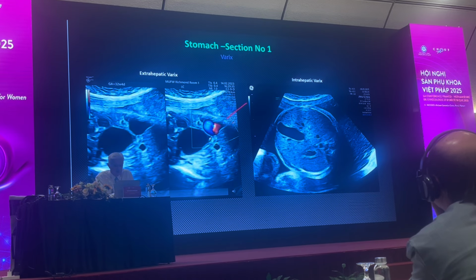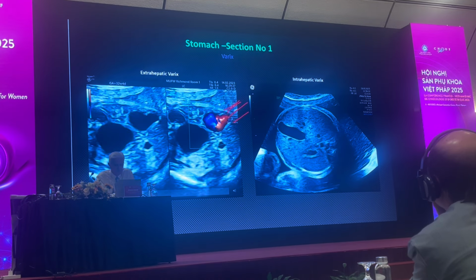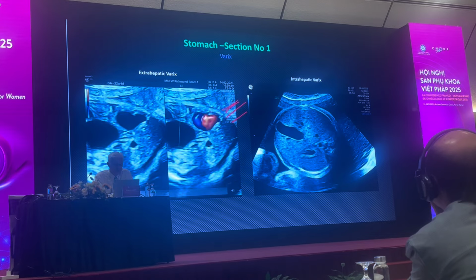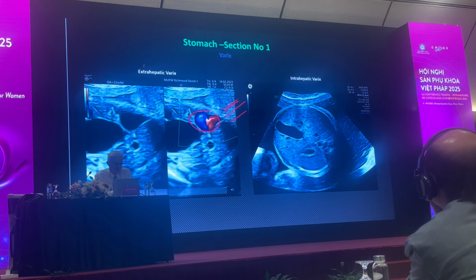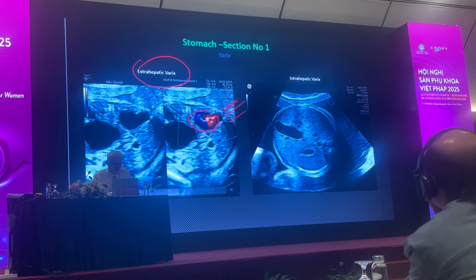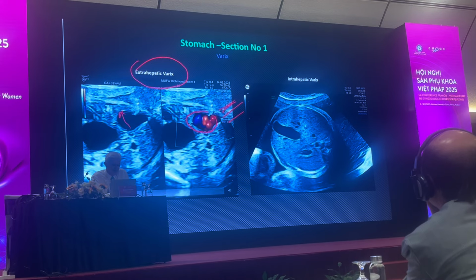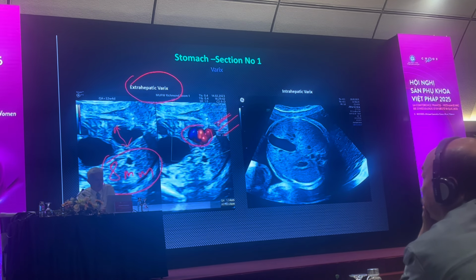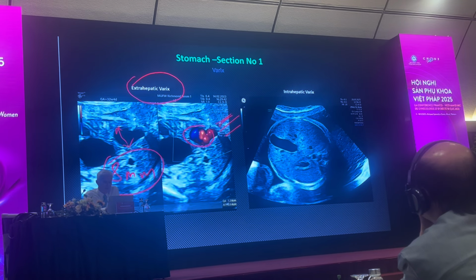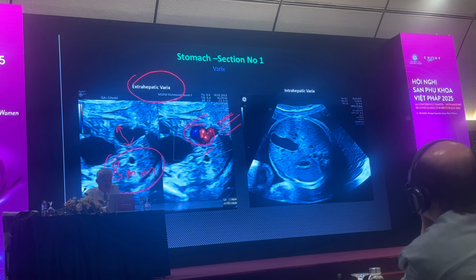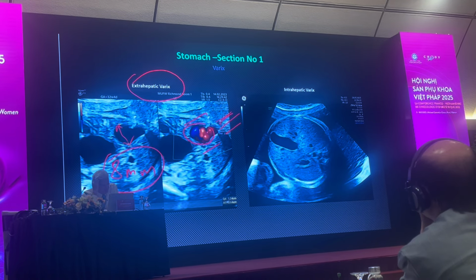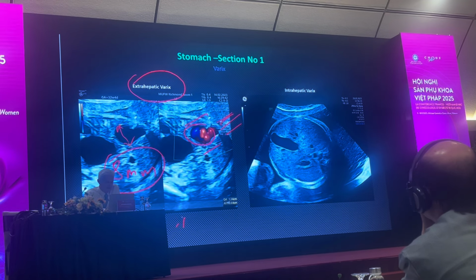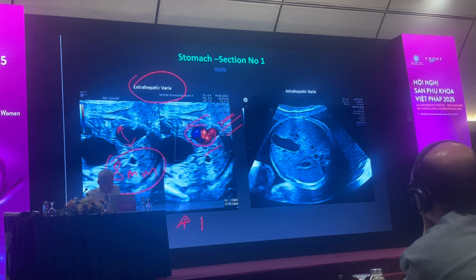This is the cord insertion into the abdominal wall. And this is outside the baby's liver. And you see a varix. It's more than 8 millimeters. And you need to check these babies because they can rapidly dilate. And if they rapidly dilate, they are associated with increased fetal death in utero.